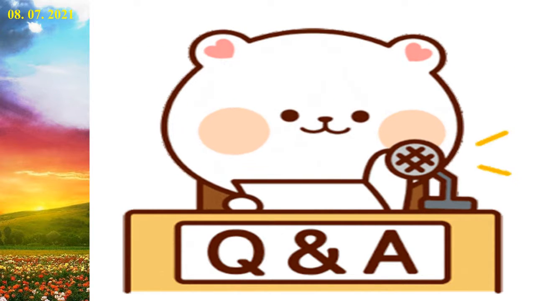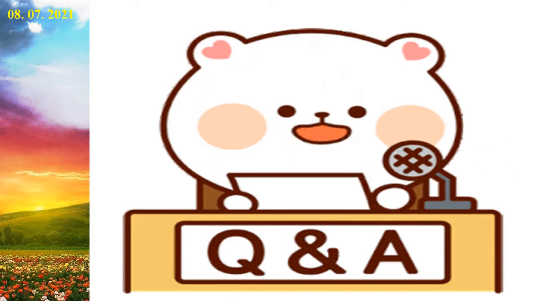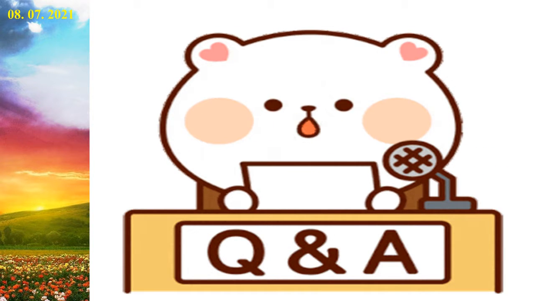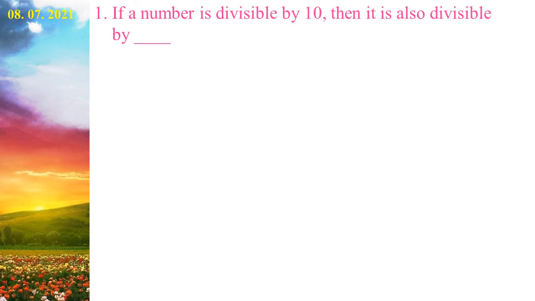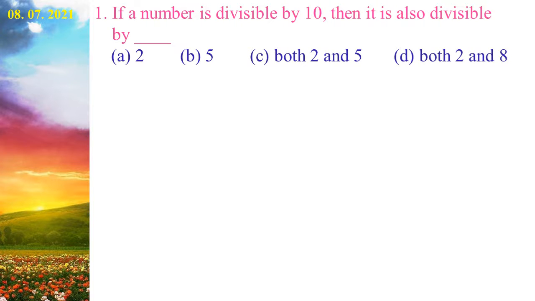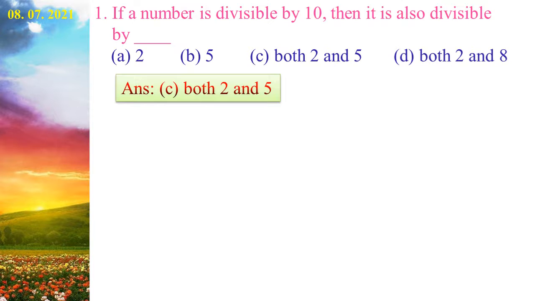Now, it is your time to remember all these divisibility rules and find out the answers. First question, if a number is divisible by 10, then it is also divisible by dash. Option A 2, option B 5, option C both 2 and 5, option D both 2 and 8. Which is the correct answer? Yes. Option C both 2 and 5.